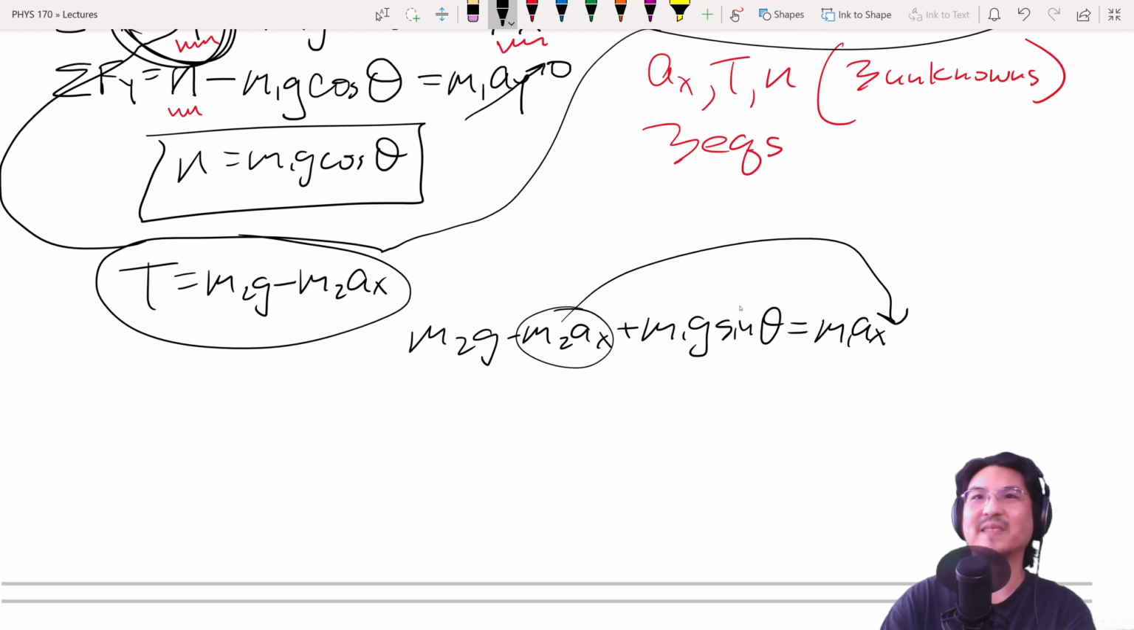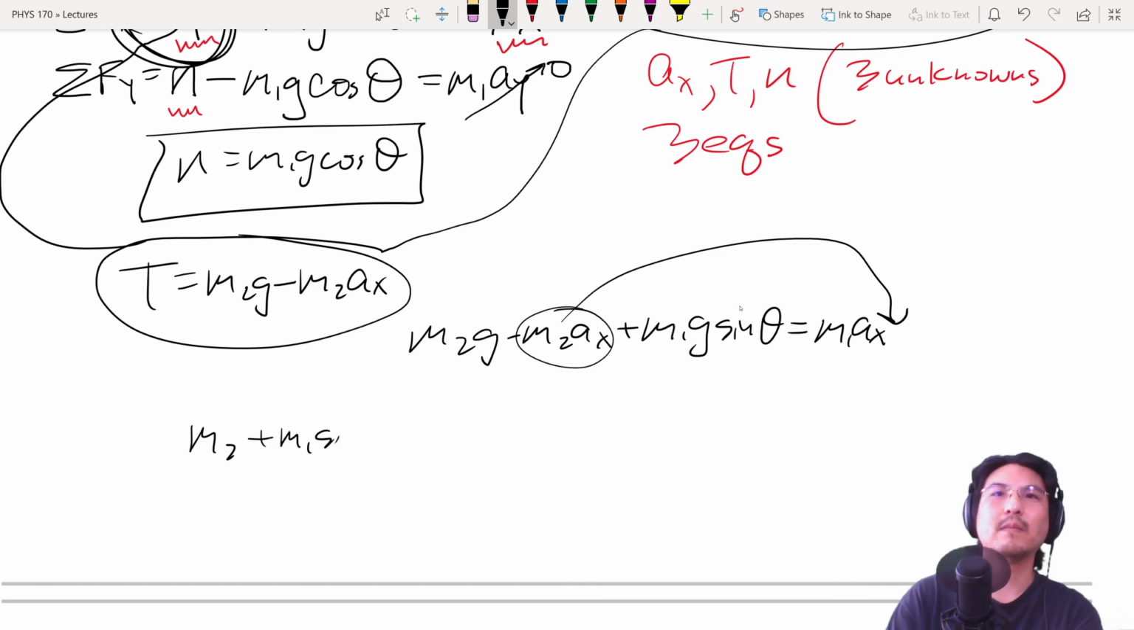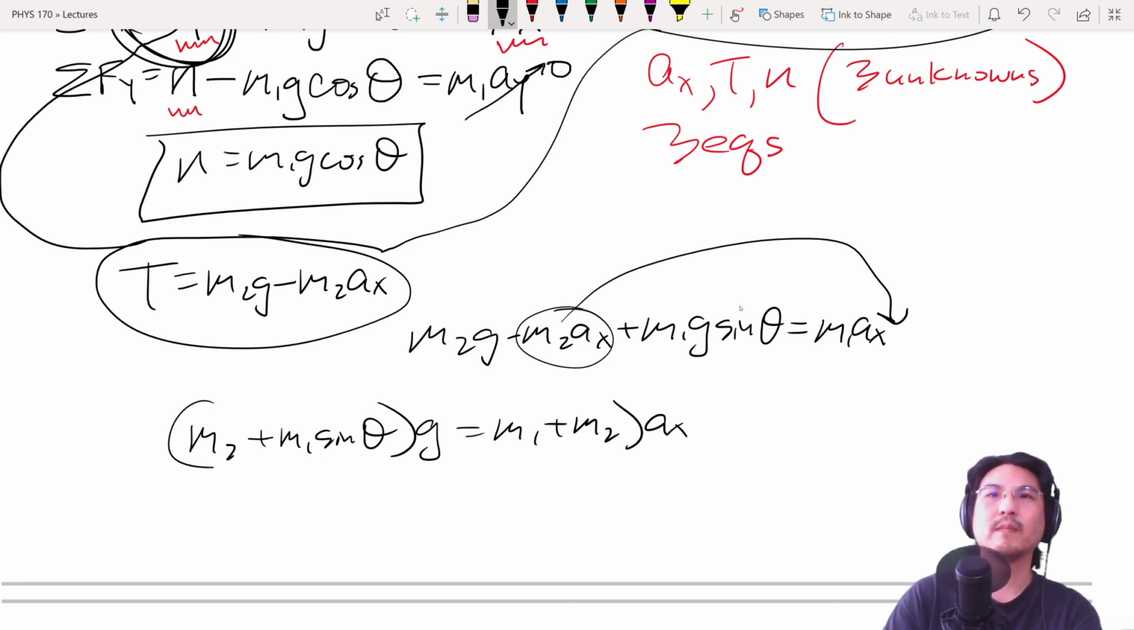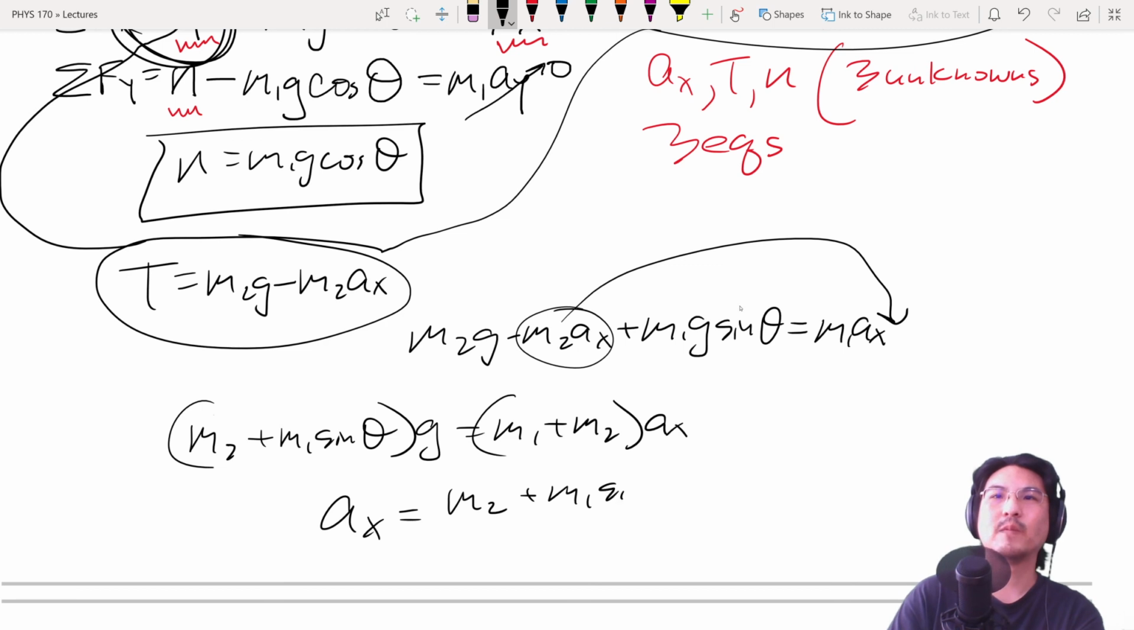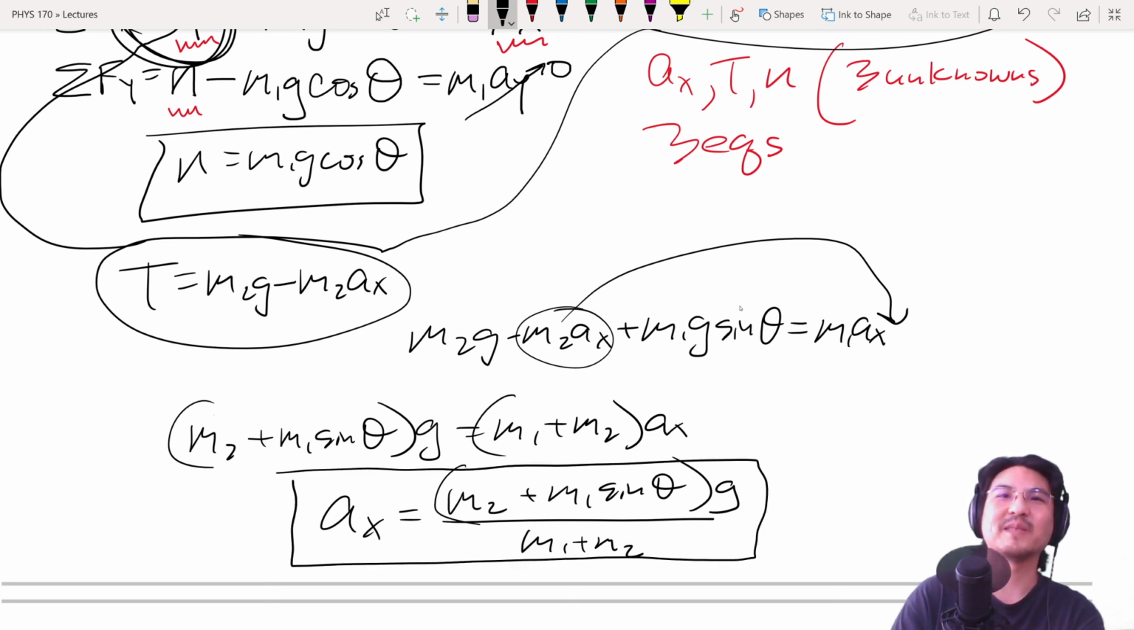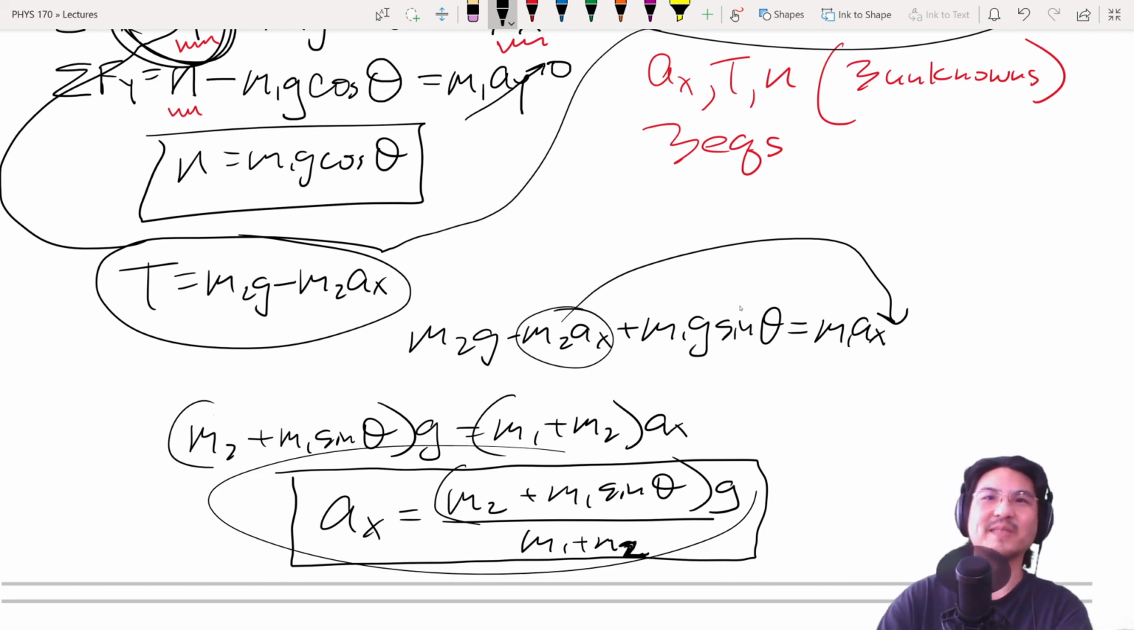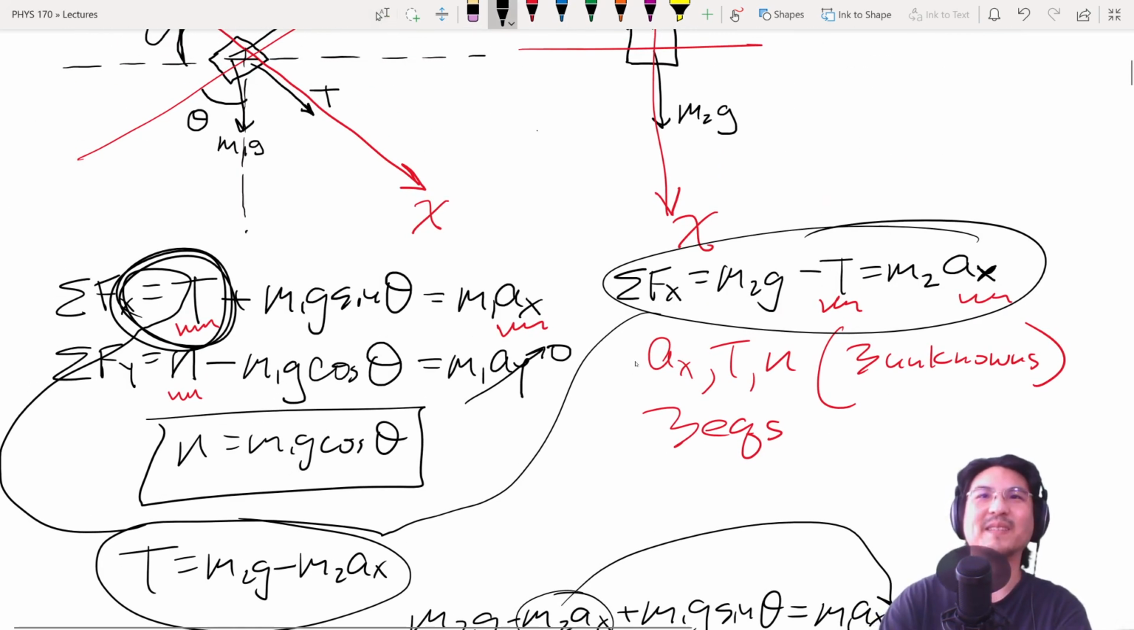So I'll move it on this side. I can factor g out of there, right? Okay, and then just move this in the denominator. So then there is the acceleration of the blocks. It's the magnitude, right? They have different directions. And then you can take this and substitute it right back here to solve for the tension T. And then you have all 3.